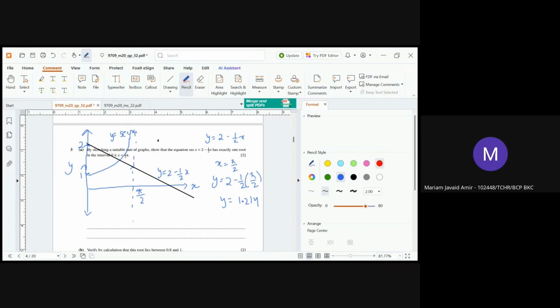Now we can see there's only one point of intersection. So we write our concluding statement that one point of intersection shows one root. Make sure you make a tiny x on the point of intersection.